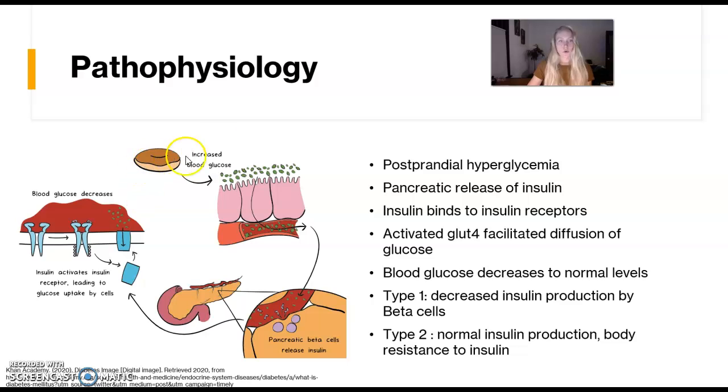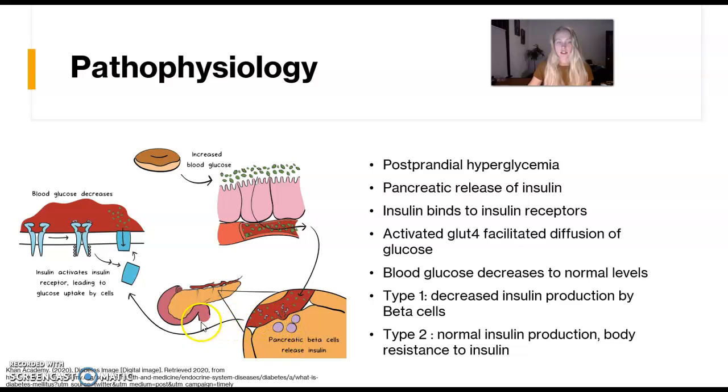This is the normal physiology of glucose uptake. Postprandial, meaning post-meal, you would have increased blood glucose. That blood glucose is going to travel around your body until it travels through the pancreas. And once it gets to the pancreas, that's going to signal for the pancreatic beta cells to release insulin.